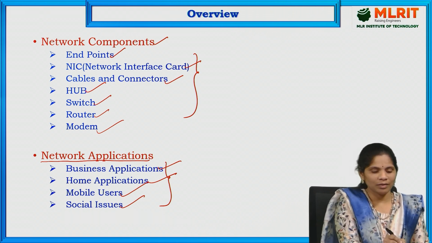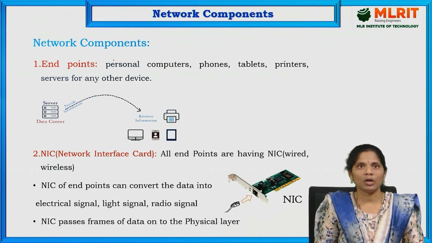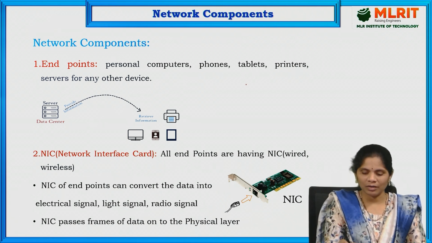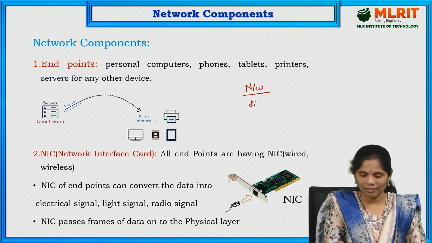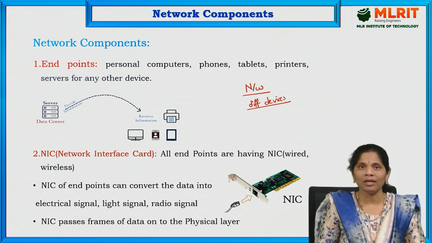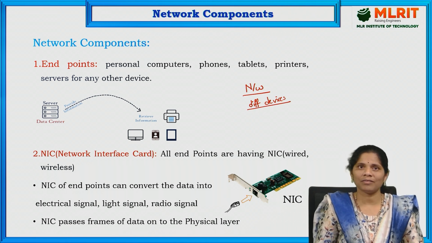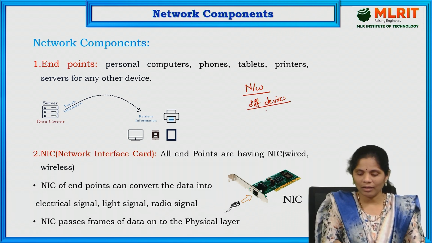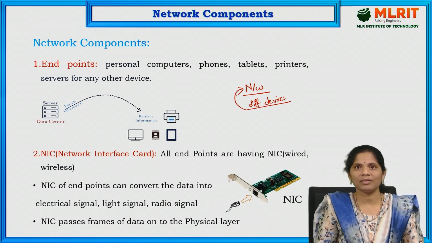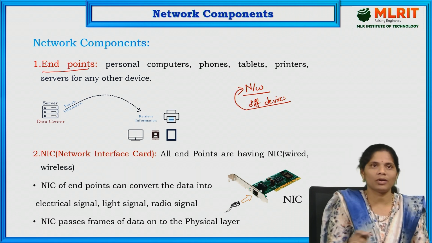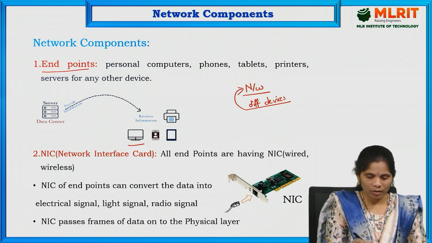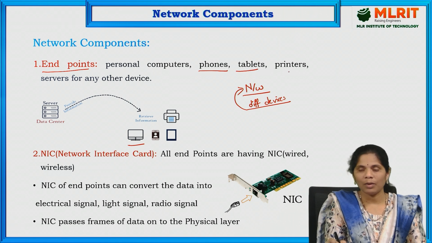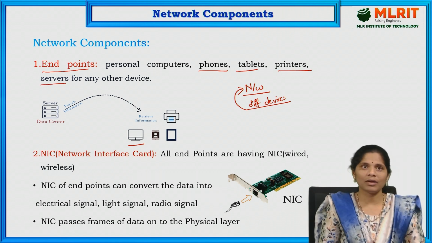The first one is endpoint. What is an endpoint? Suppose this is the network. In this network, we have different devices. Whatever devices are there in this particular network for sending and receiving the data, those are called endpoints. These endpoints may be your personal computer, your phones and tablets, printers, servers. These all we call endpoints.